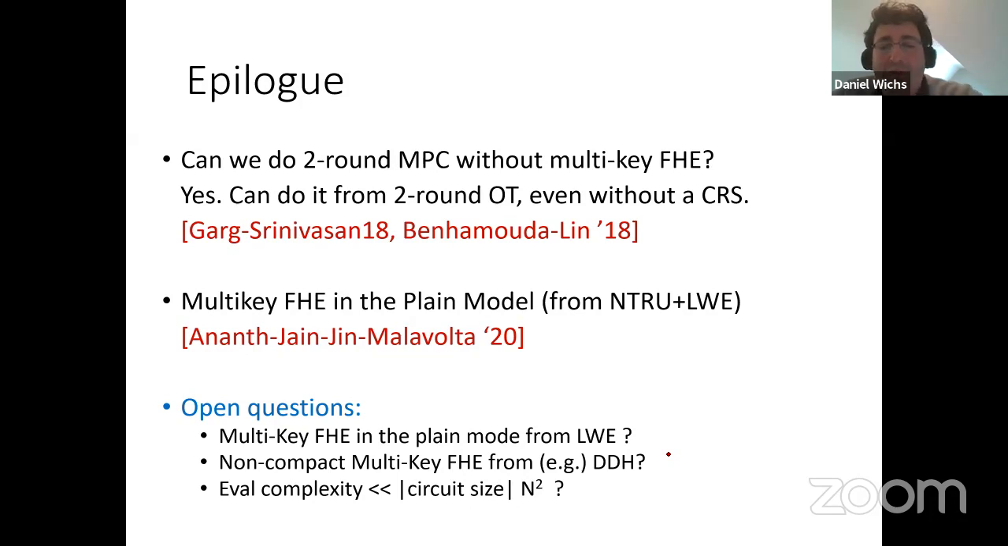I mentioned there's some work that actually does get rid of this, but I believe there are some other deficiencies. So I think it's still an interesting question to completely get rid of this and just get circuit size times security parameter.